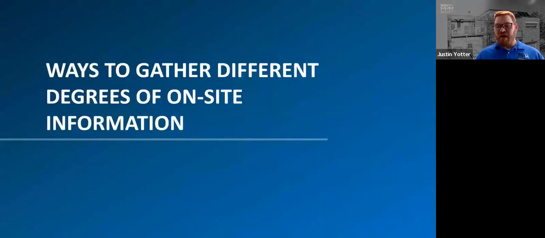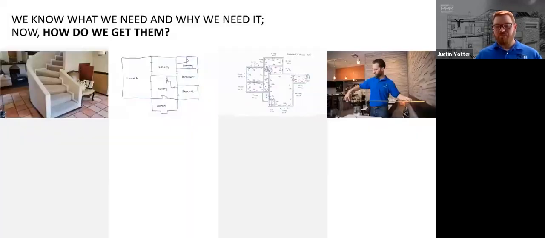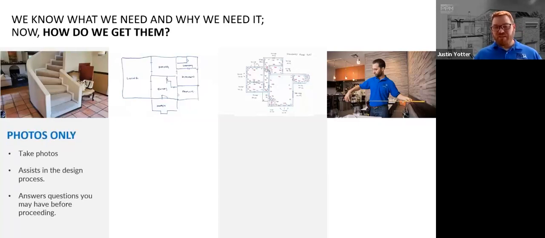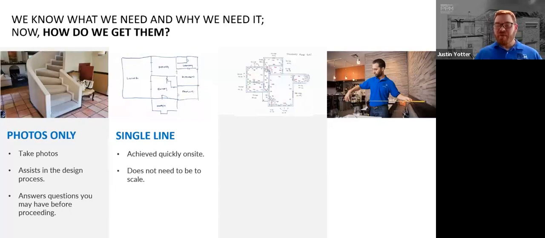Before we get into specifics regarding plan types, let's go over some of the ways to gather on-site information, starting with a very simple, quick method and then ending with some full-blown as-built plans. One way to obtain the answers you need on-site before a renovation is by simply taking photos. This can assist in the design process and answer questions you might have before proceeding. Sometimes a simple, quick single line or even a bubble diagram is all you need to achieve your goal. This can be achieved quite quickly on site and does not need to be to scale.